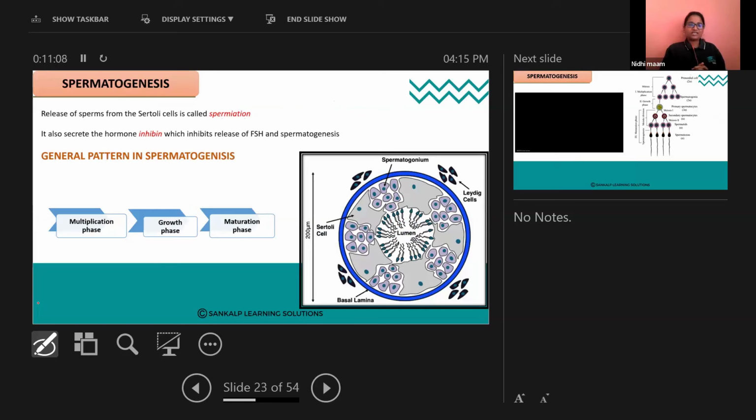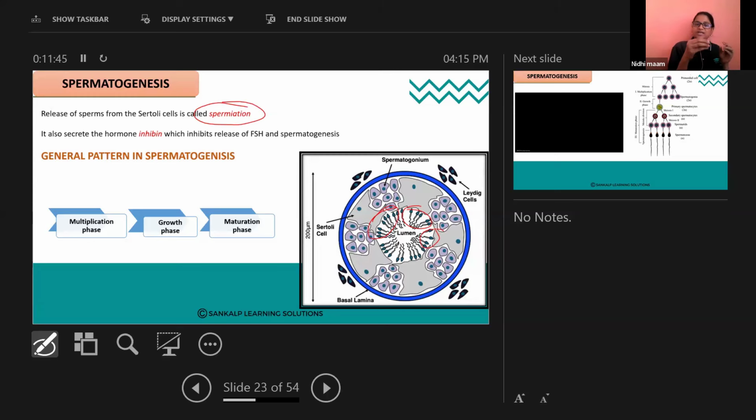So in spermatogenesis we have 3 phases. ಒಂದು ಮಲ್ಟಿಪ್ಲಿಕೇಶನ್ ಫೇಸ್, ಎರಡನೇದ್ದು ಗ್ರೋತ್ ಫೇಸ್, ಮೂರನೇದ್ದು ಮೆಚುರೇಷನ್ ಫೇಸ್ ಅಂತ ಹೇಳ್ತೇವೆ. So along with nourishing the sperms, the Sertoli cells are also involved in a process called spermiation. So the developed sperms will be there. Here you can see these are the developed sperms.